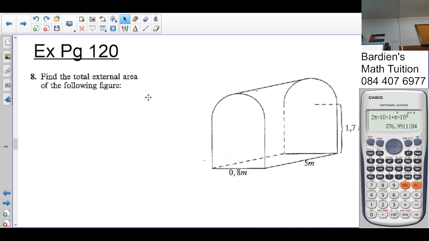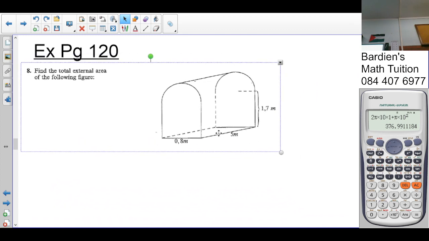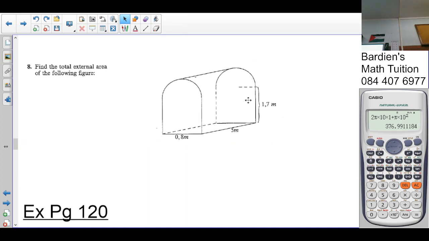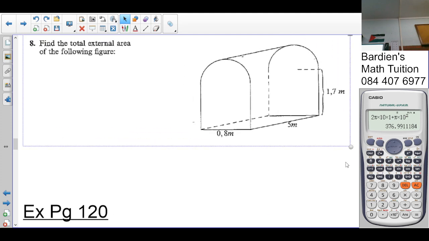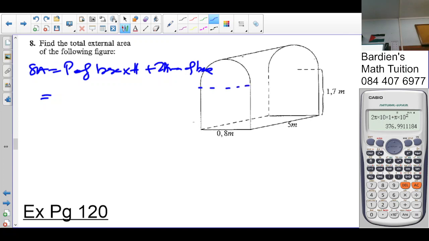It says, find the total surface, total external area of the following figure. The total external area. So how do I work that out? This one was in your exam, no? Yes. In your test yesterday, on Tuesday, wasn't it? Not this one. Okay, so for the surface area, it's going to be perimeter of base times height plus 2 area of base. As you can see, there's a composite base here again, not so?